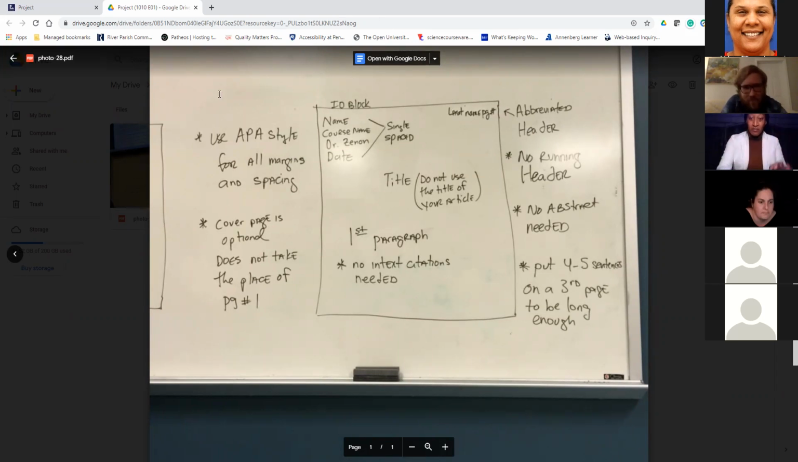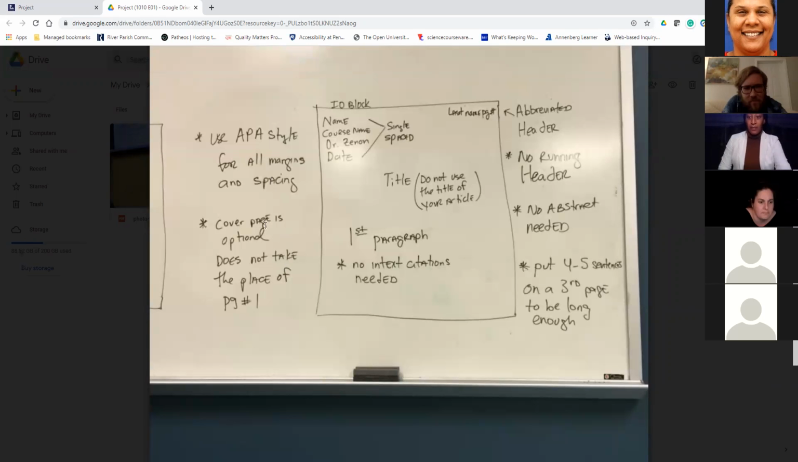So it tells you use APA for all margins and spacing. Yeah, I can see it. I'm sorry. I can see it. Oh, okay. Thank you so much. I forgot to get the thumbs up on that part.